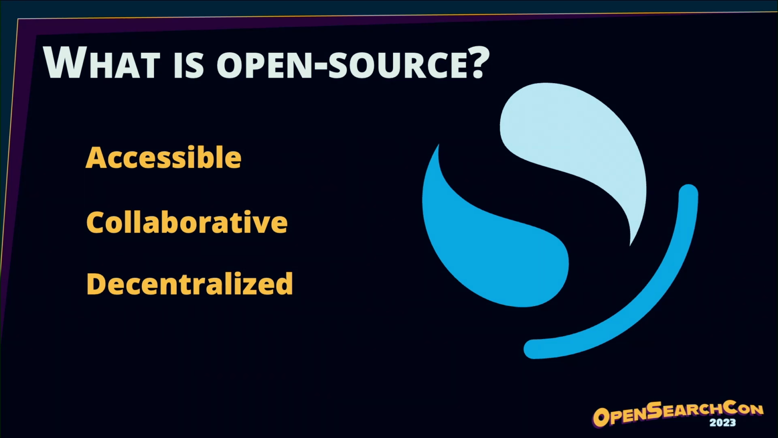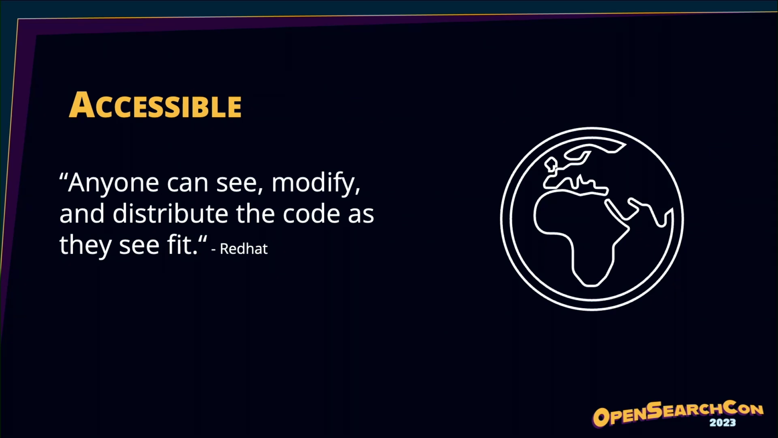We can define open source software as software which is accessible, collaborative, and decentralized. However, once again, these terms can be a bit nebulous themselves, so I'd like us to take a bit of a closer look at each. The first of these terms is accessible. Shown on screen is a definition of what accessible software is as provided by Red Hat. We can see that accessible software is software where anyone can see, modify, and distribute the code as they see fit. It's obvious how OpenSearch is accessible.